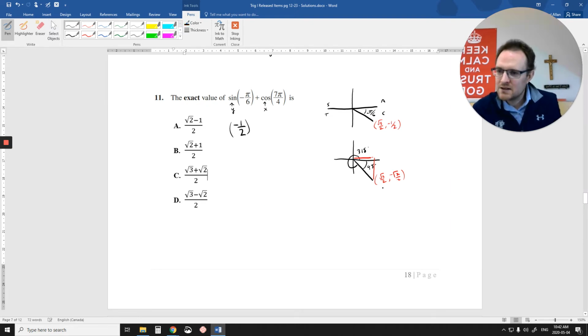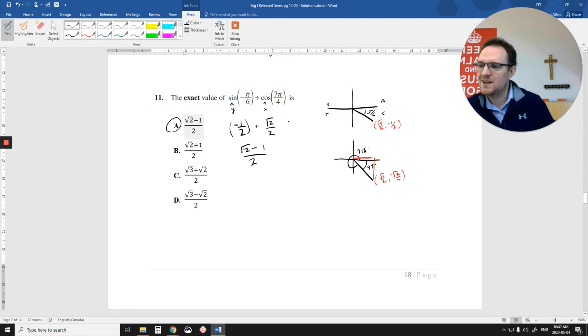I'm just worried about the positive, so this is the x value, so this is going to be plus root 2 over 2. They both have a common denominator already, so I'm just going to add those together. Let's put the root 2 in front, minus the 1. So it looks like it's going to be a in this one.